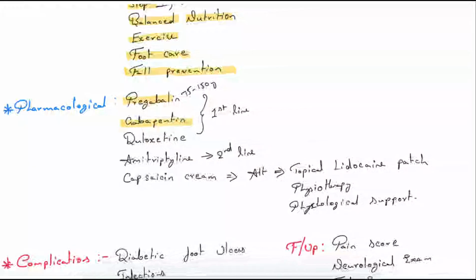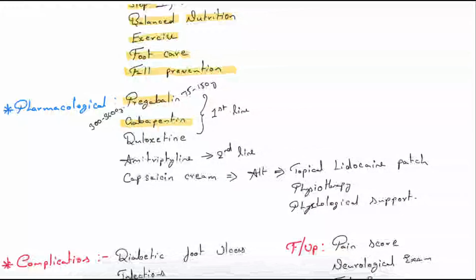Gabapentin is also the same as pregabalin. It's an alpha 2 delta ligand. So gabapentin we can use around 300 to 3600 milligram orally, 3 times per day, and we can use it long term. The main function is it will help to reduce neuropathic pain, and it will cause sedation.